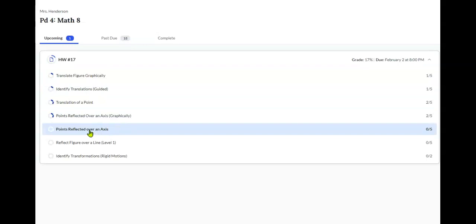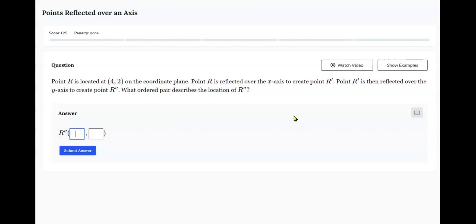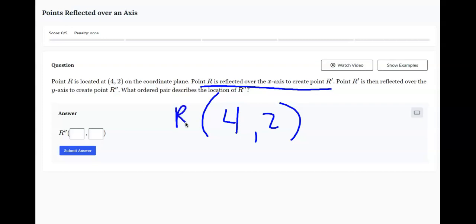The fifth topic will ask you to perform those reflections without giving you a coordinate grid. So the point that we have as we begin is (4, 2). Then it asks us to reflect it over the x-axis to create point R prime. When you reflect over the x-axis, you change the sign of the y value. That will give us (4, -2).